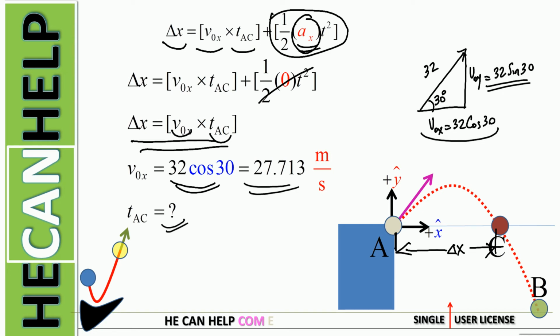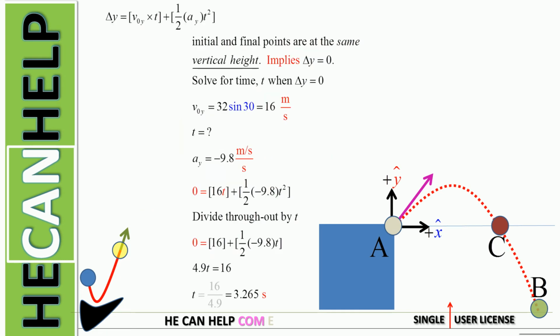So all we have to do now is get the time to go from A to C. Between points A and C, delta y is equal to 0. So let's look at the equation along the vertical. Delta y is equal to initial velocity along the vertical times time plus 1/2 acceleration along the vertical times time squared. Point A and point C are at the same vertical height.